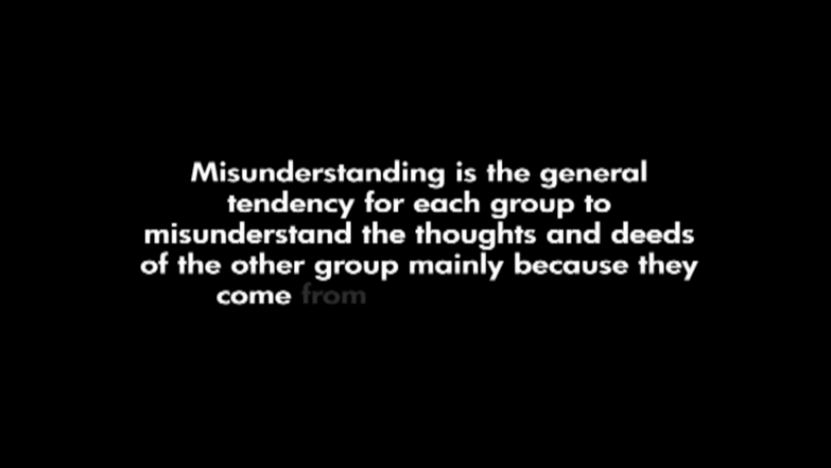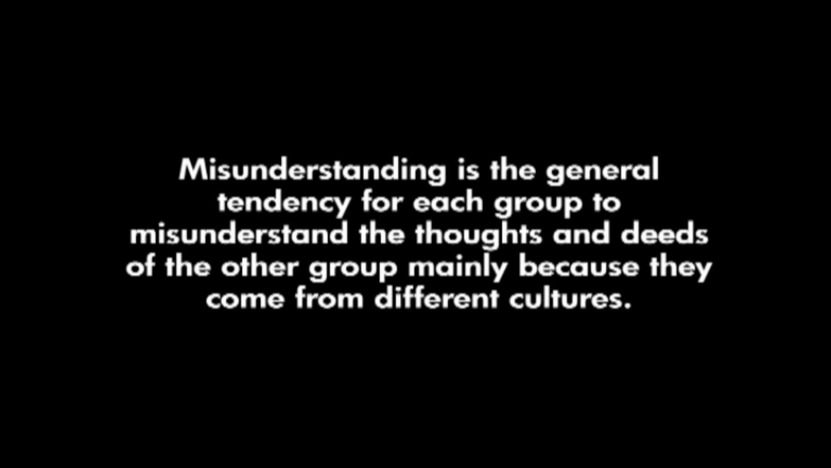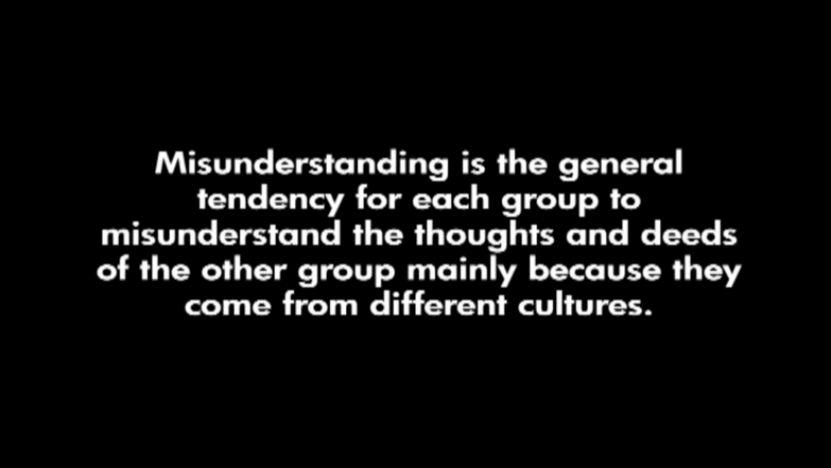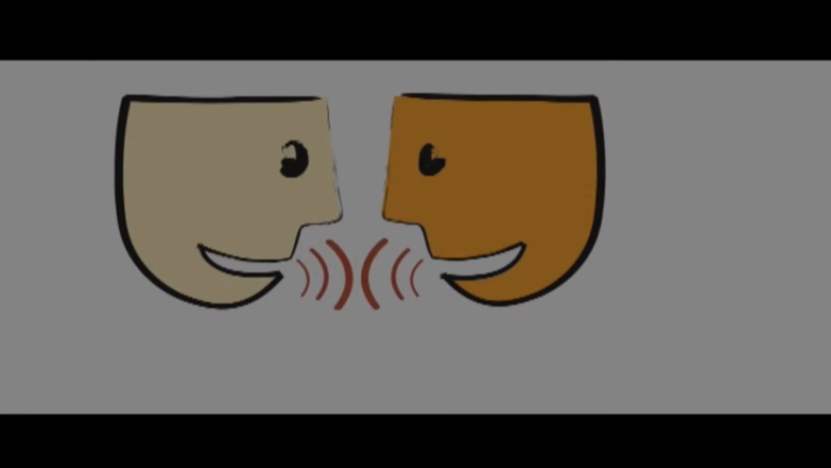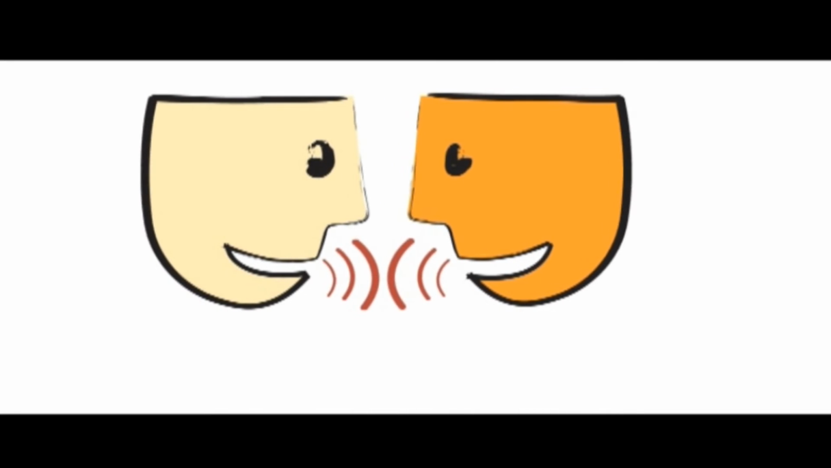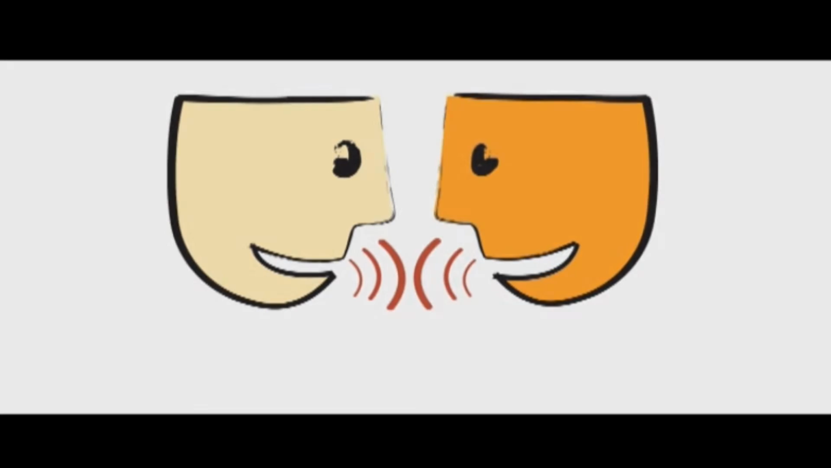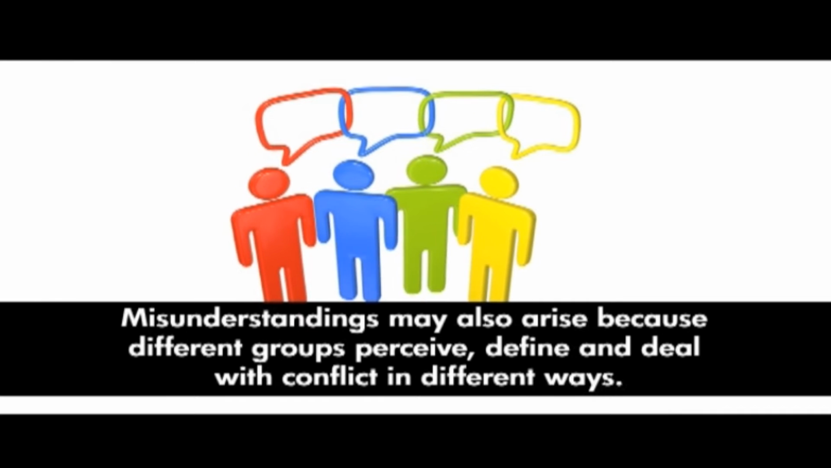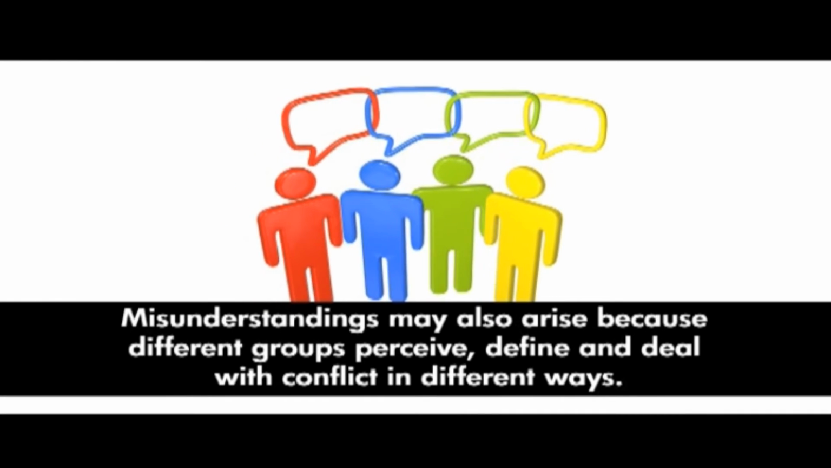Misunderstanding. It is a general tendency for each group to misunderstand the thoughts and deeds of the other group, mainly because they come from different cultures. They rely on different systems of learning, norms of communication, and behavior patterns. These different groups also rely on radically different vocabularies that stress the importance of different values. Further, misunderstandings may also arise because different groups perceive, define, and deal with conflict in different ways. They carry judgment with them, which may be used differently in different cultures.